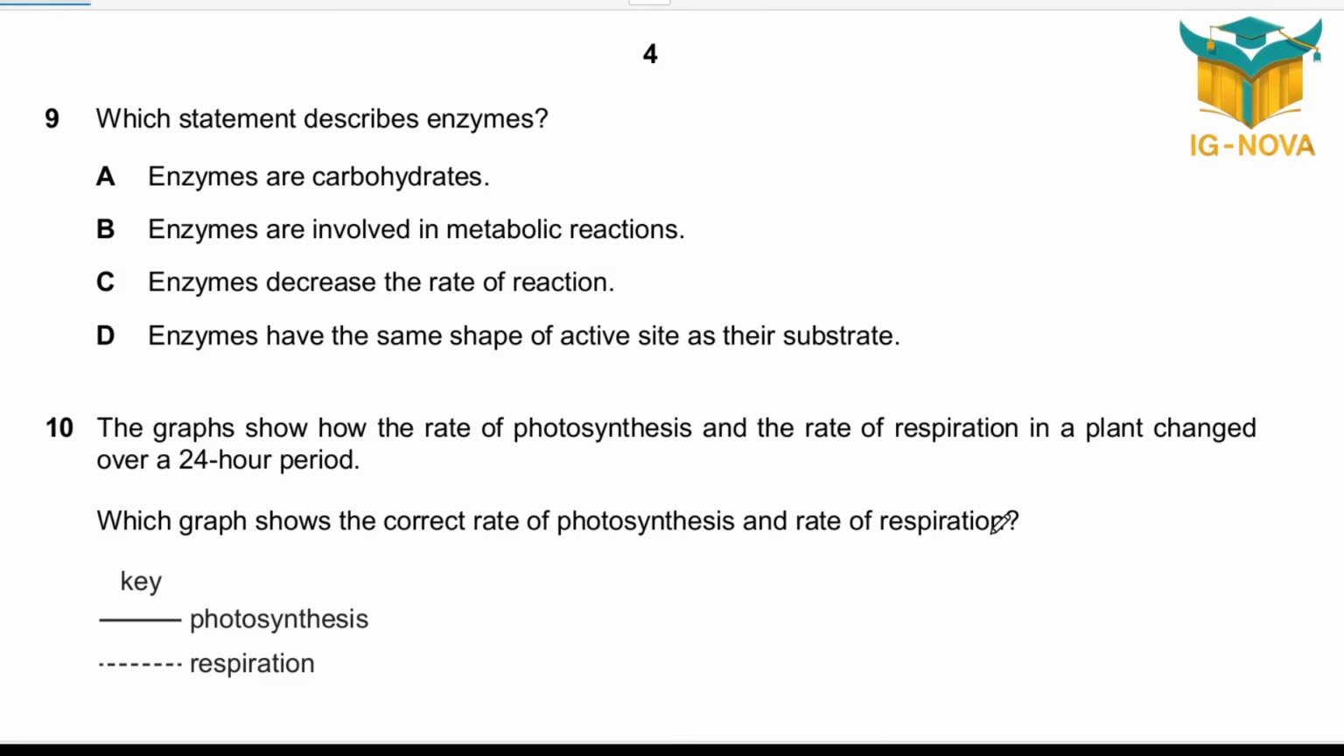Which statement describes enzymes? Enzymes are catalysts. A catalyst is a chemical that speeds up a reaction without being chemically changed by the end of the reaction. So enzymes are carbohydrates? Wrong. Enzymes are catalysts, are proteins. Enzymes are involved in metabolic reactions. Let me think about it. Enzymes decrease rate of reaction? Wrong. Catalysts speed up reactions. Enzymes have the same shape? If you see same shape, wrong. They have complementary shape at their active site to their substrates. So D is out, so B is the option.